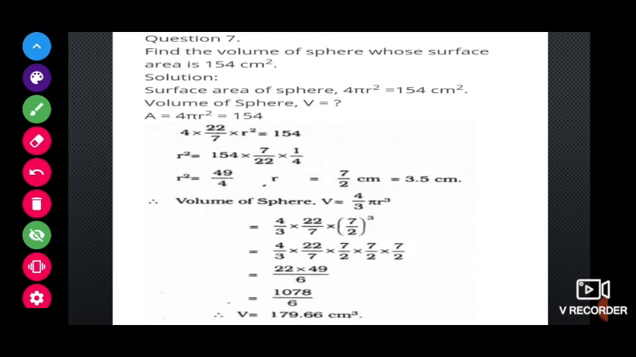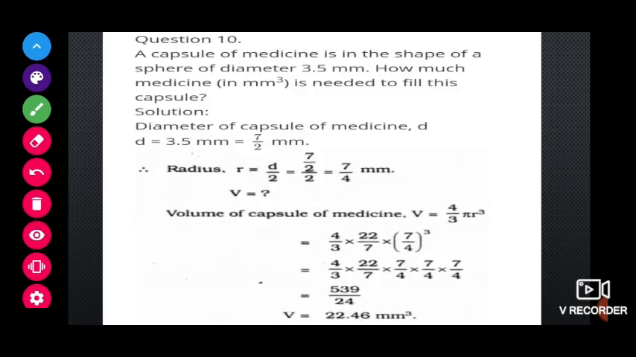So volume of the sphere is equal to 4 by 3 pi r cube. So 4 by 3 pi, that is 22 by 7, into r cube, 7 by 2 cube. So 4 by 3 into 22 by 7 into 7 by 2 into 7 by 2 into 7 by 2. Here if you do cancellation and also do the calculation, children, please do slowly, you will get the answer 179.66. Whether it is correct or wrong, please calculate and see.